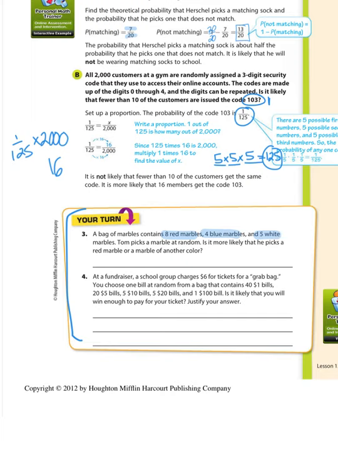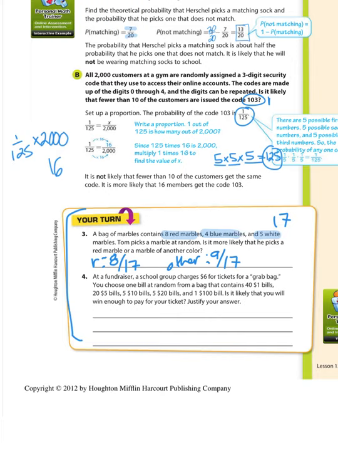Well, 8 plus 4 plus 5, there are 17 marbles total. So the probability of red is 8/17. The probability of not red would be the probability of blue and white combined, or 1 minus 8/17. So other is 9/17. That's about half and half. So it's more likely that he picks another color, but only by 1/17. So it's pretty equally likely that he picks red or a different color.